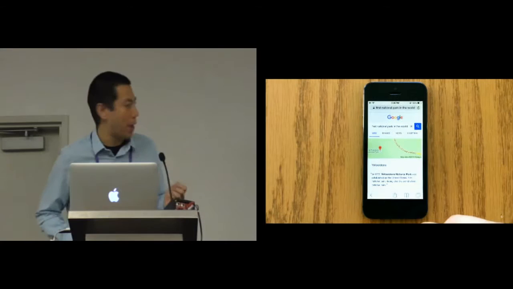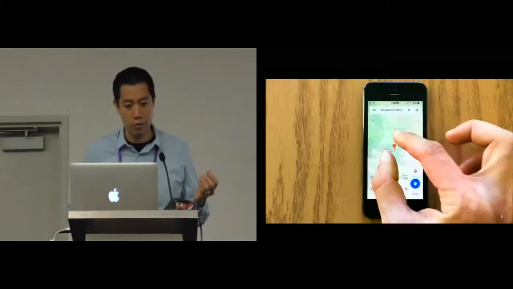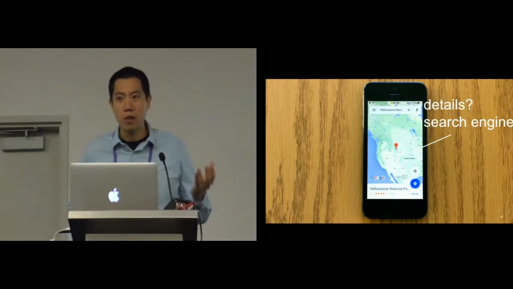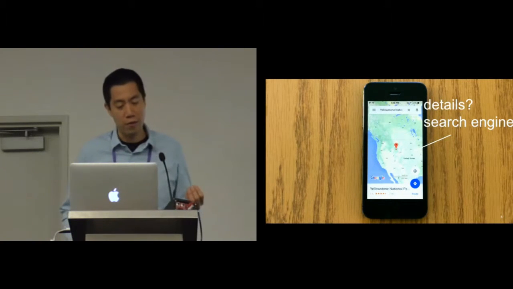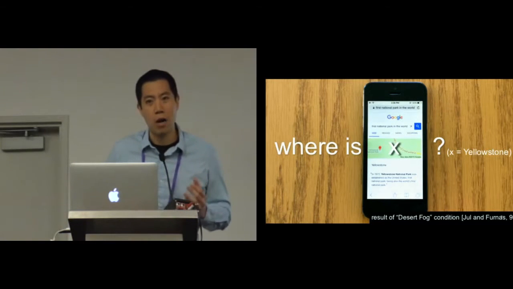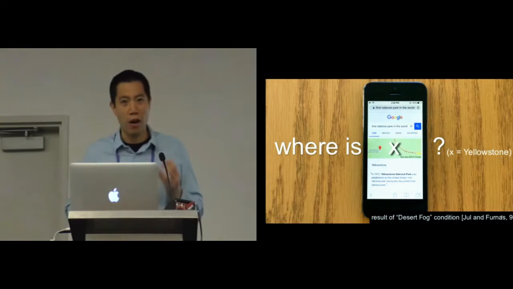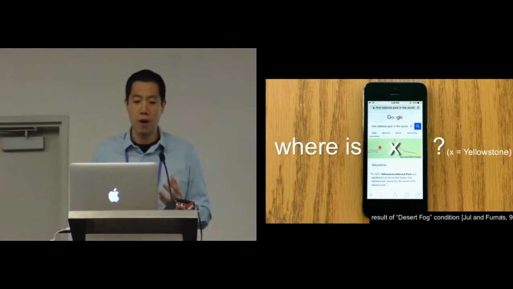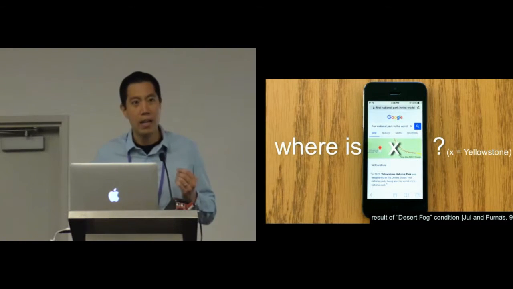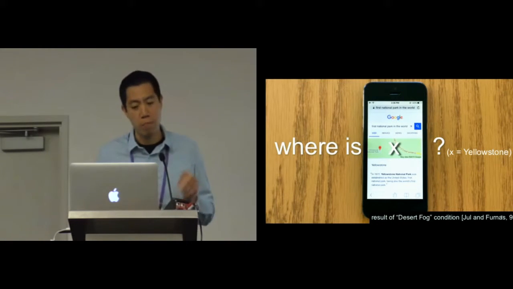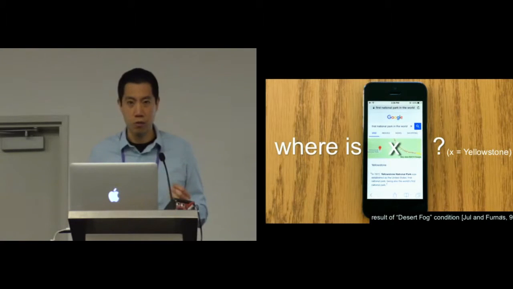To access the context of the map, you have to switch to a different map application, then repetitively zoom out. At the overview level, however, details are lost, not to mention the search engine context. We refer to this type of problem as the where is X problem, since in many situations like this, we found ourselves scratching our head and asking the question, where's X? This problem is the result of a condition called desert fog in literature, which states that when the information space is devoid of meaningful cues, it becomes difficult or impossible for users to make any decisions.